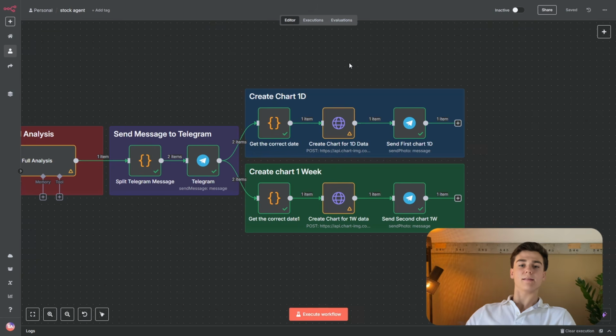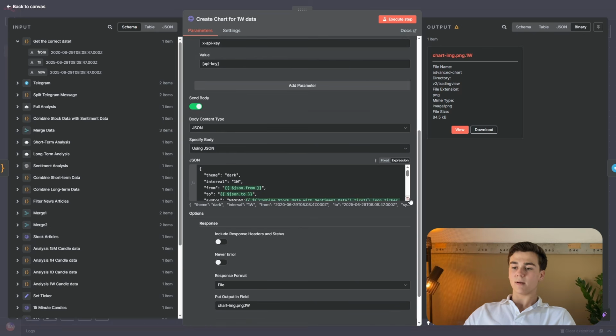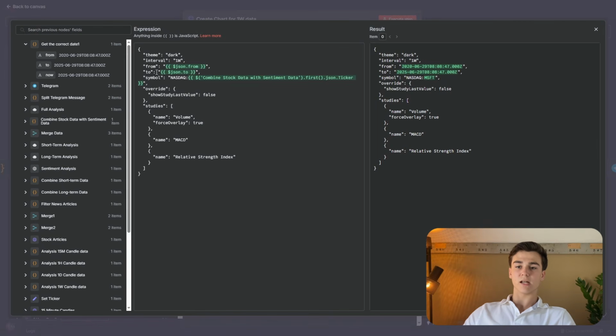Once you have set the correct date, you can now send the data to a HTTP node, and this HTTP node will exactly be the same as the one here above. But in this HTTP node, you have to change one slight thing. So first of all, this will all be the same. And then in your JSON script, you will have to change the interval to 1 week instead of 1 day. And that's the only thing that you have to change.